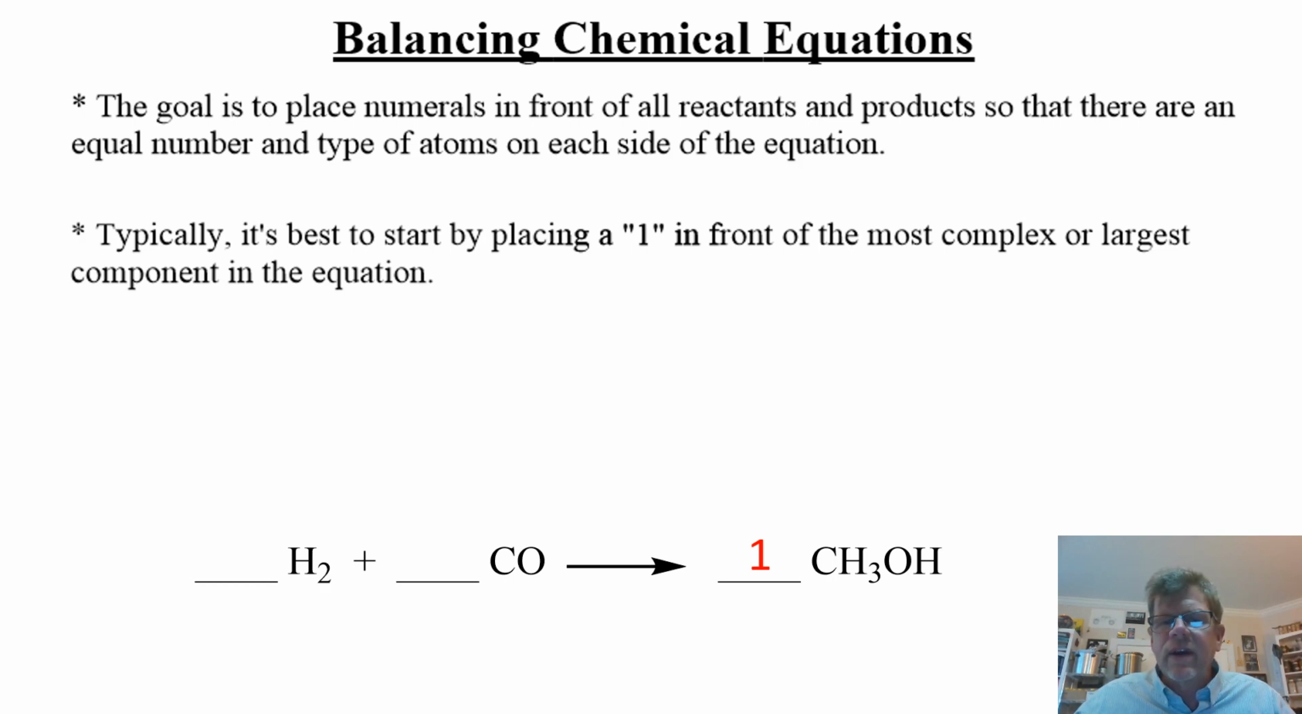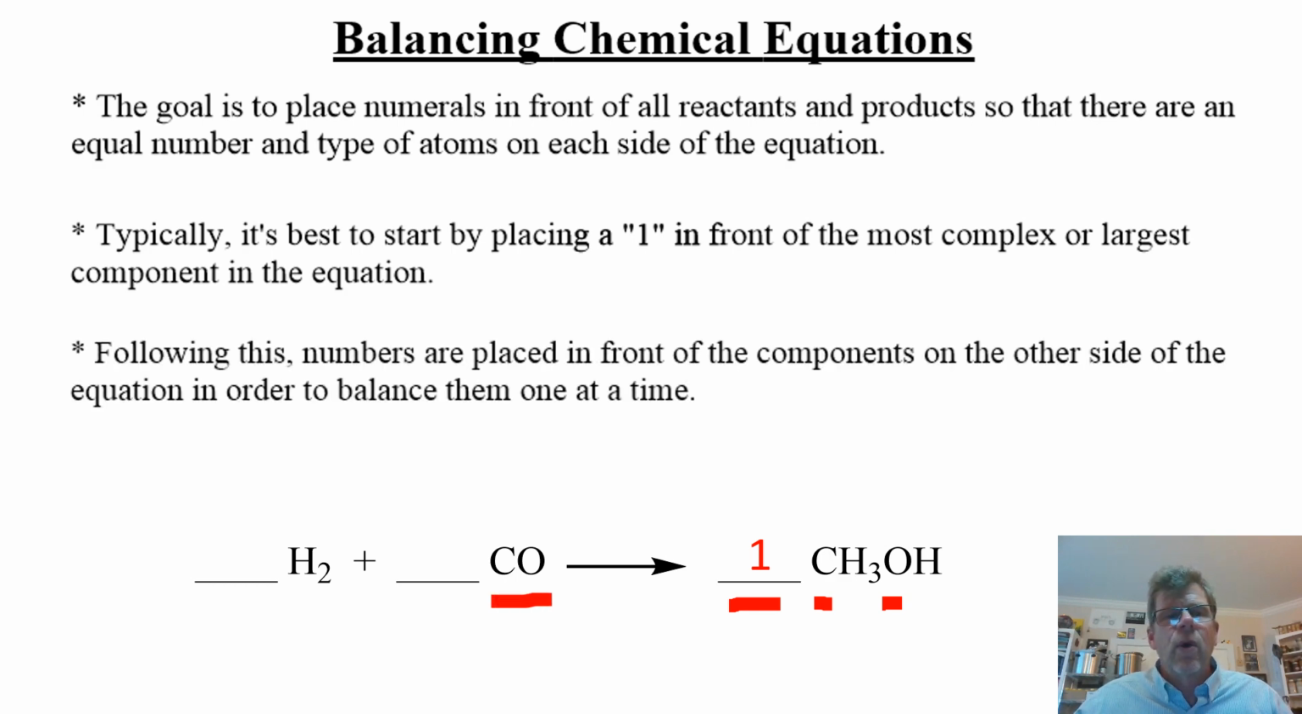Well, let's take a look in this case at if I put a 1 here, that means there's 1 carbon and 1 oxygen on the product side. There better be 1 carbon and 1 oxygen on the reactant side. Well, look over here, 1 carbon and 1 oxygen. So I'm going to place a 1 in front of carbon monoxide, or CO, and that takes care of carbon and oxygen on both sides. They are balanced.